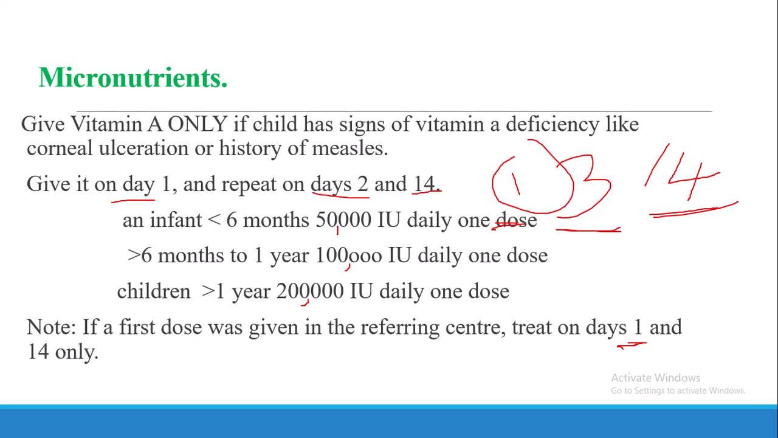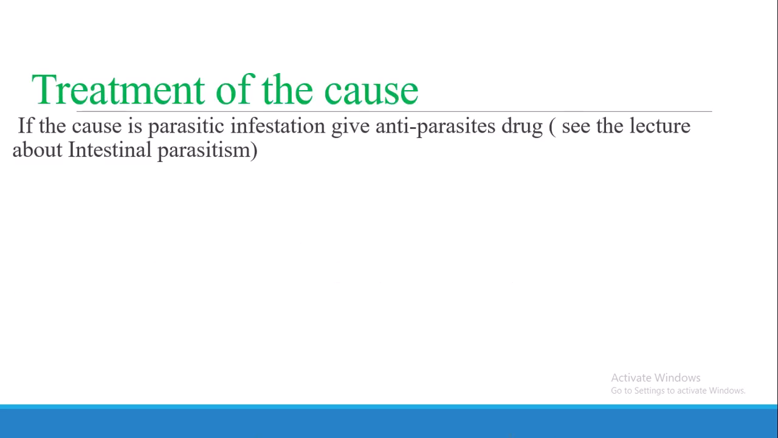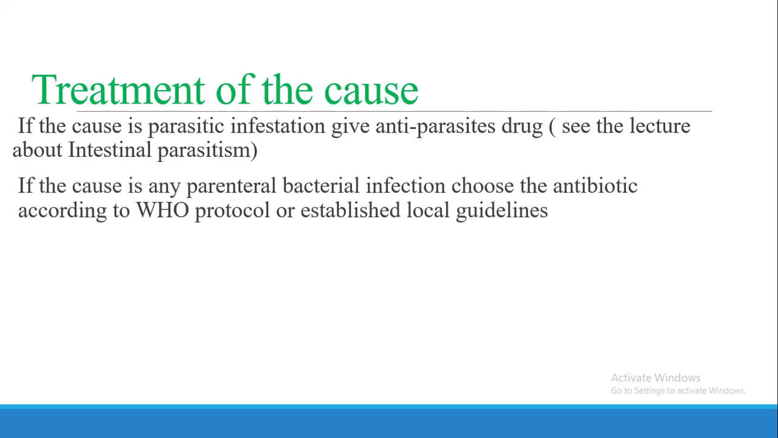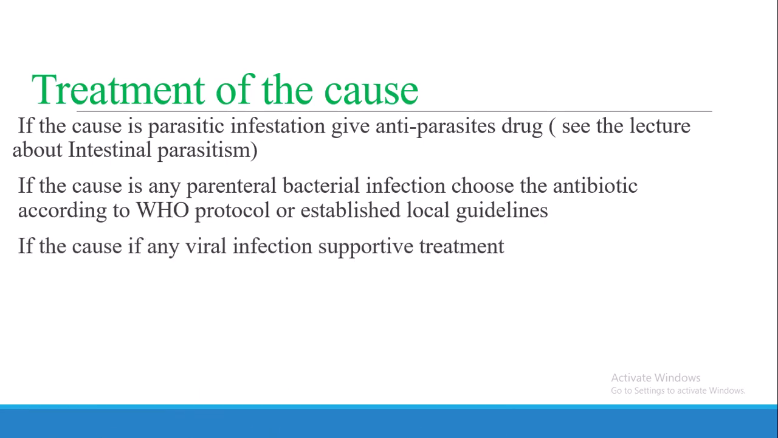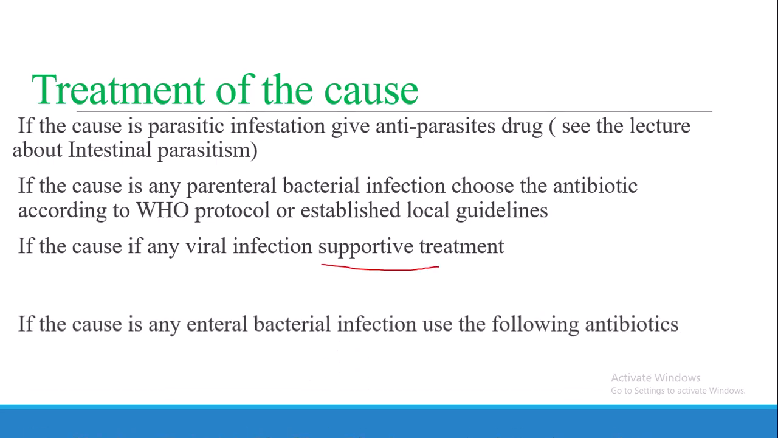They came when they have already been given, meaning they have gotten the first dose. So you're going to add the second dose and then give another on day 14. For treatment of the cause, if the cause is a parasitic infection, give an antiparasitic drug, albendazole or mebendazole, depending. And if the cause is any enterobacterial infection, choose the antibiotic according to World Health Organization protocol or the established local guidelines that you'll have. And if the cause is any viral infection, give supportive treatment.